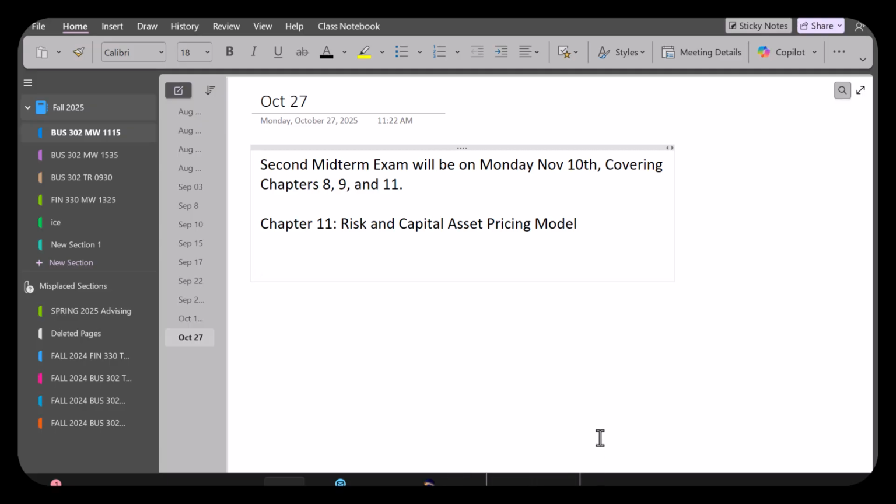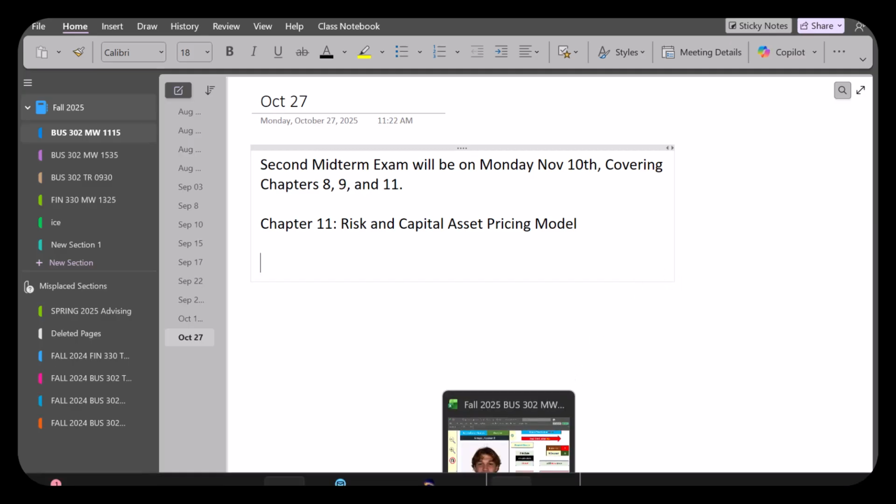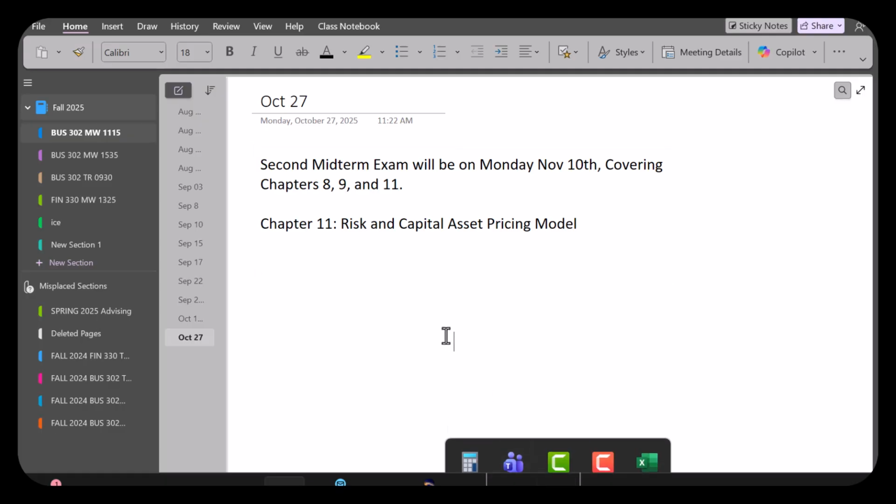And later on, after the exam, we're going to cover chapter 13, because I'm going to skip 12. It's a little bit more of an advanced topic. In 13, we're going to calculate what we call cost of capital, which is something we're going to use to evaluate investment projects.